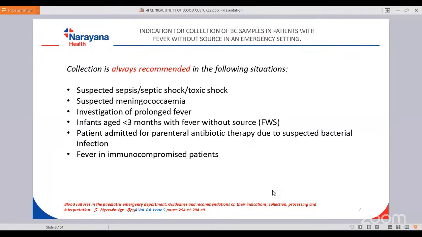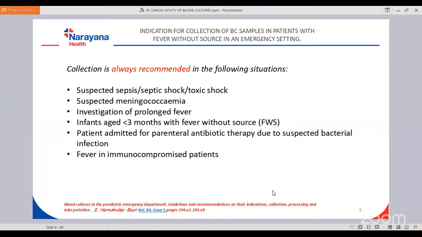So coming to the commonest question that I always get: when will you send blood cultures? And this is a question that comes to your mind as well. When will you send blood cultures? This was an interesting article and I've picked up from there. This says that collection is always recommended in the following conditions, always.